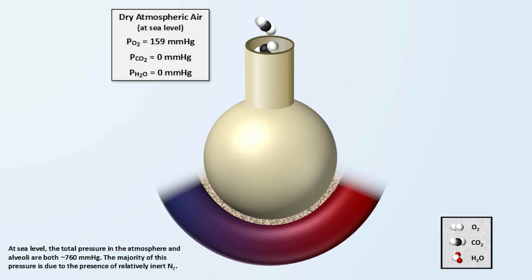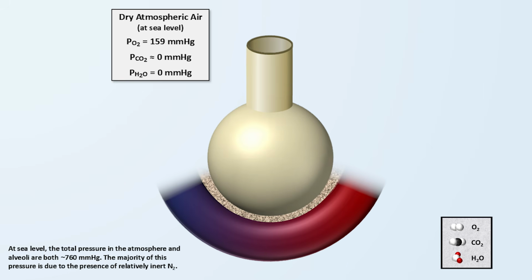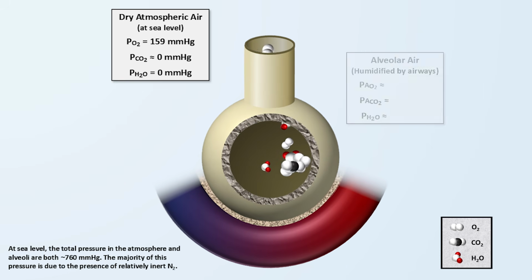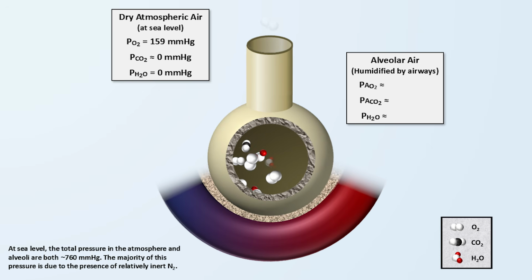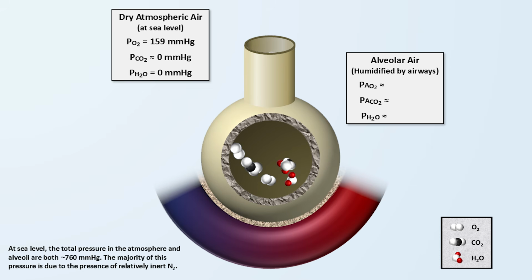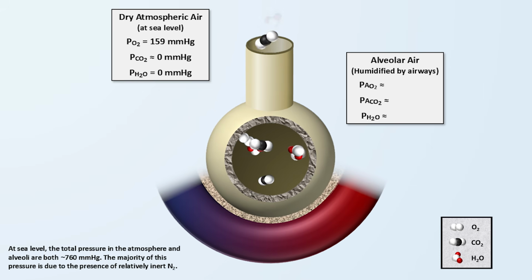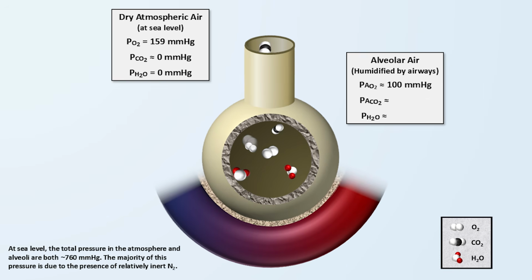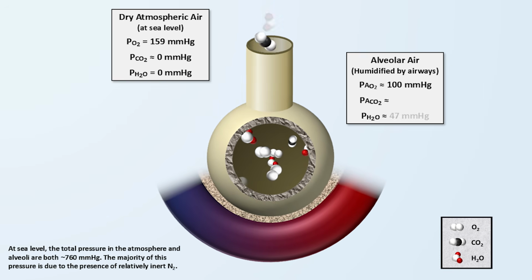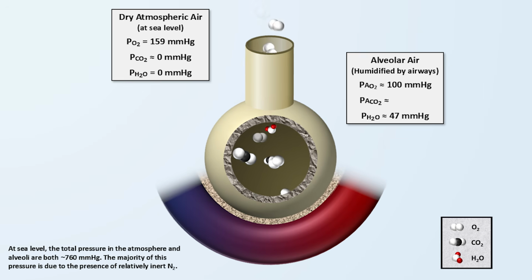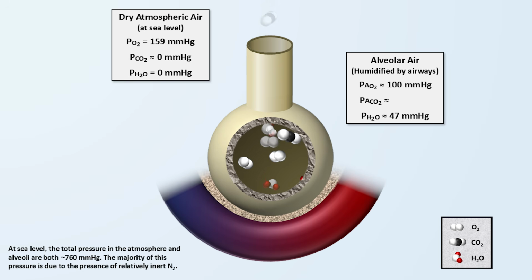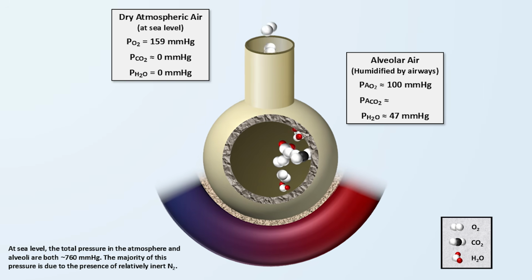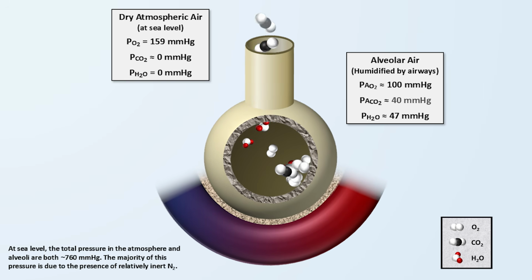As air enters the body during inhalation, it encounters the very moist airways and becomes saturated with water vapor before reaching the alveoli. At normal body temperature at sea level, the consequence of humidification is a partial pressure of oxygen in the alveoli of around 100 and a partial pressure of water of 47. In addition, there's now carbon dioxide present that has diffused outward from the blood and normally has a value in the alveoli of around 40.